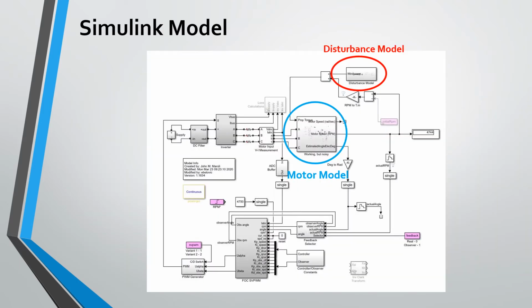This slide shows the Simulink model I used for the project. This model was created by John Maroli to simulate the transient behavior of the high-lift motor control system. I modified the model so it could be used to simulate the steady-state behavior of the system. Then I developed a new motor model, the block in the middle, and disturbance model, the block at the top right.